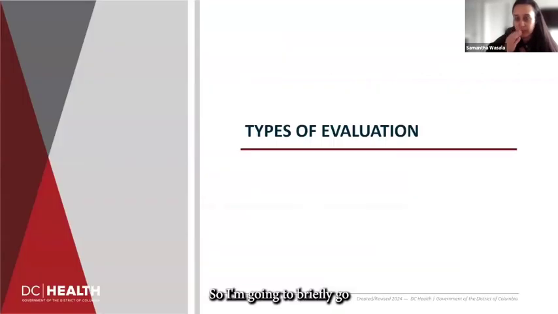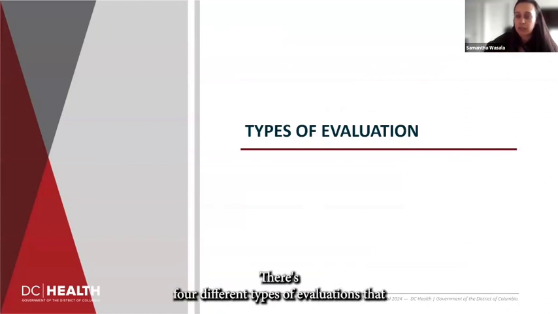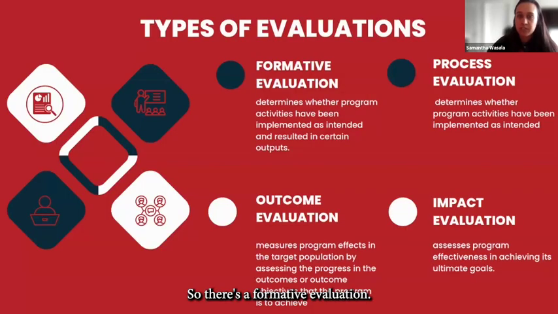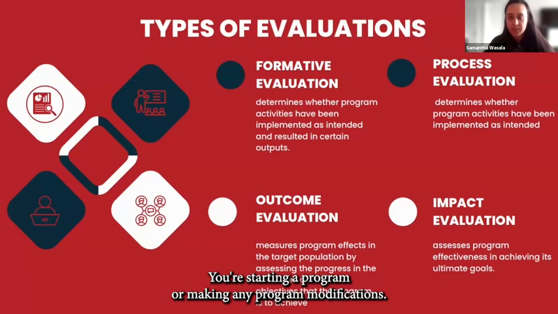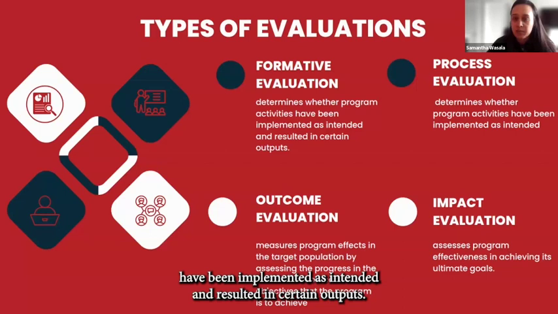So I'm going to briefly go over the different types of evaluations that your organization could do. There's 4 different types of evaluations that we work on. So there's a formative evaluation. This is really kind of a needs assessment. You want to do this when you're starting a program or making any program modifications. So it's really determining whether the program activities have been implemented as intended and resulted in certain outputs.